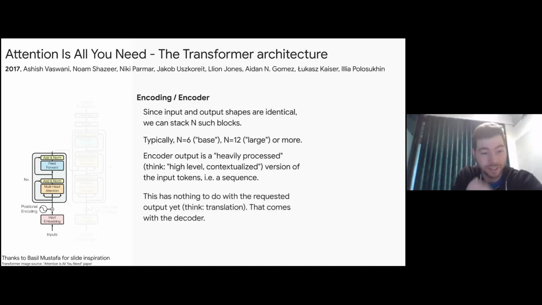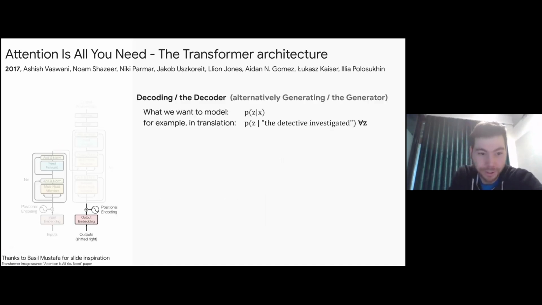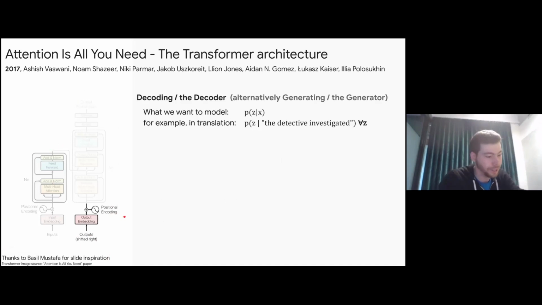But this has not yet anything to do with the output we want. We didn't generate any translation, right? This comes in the decoder, the right-hand side part here, that will generate the output. Now, how do you even generate translation?